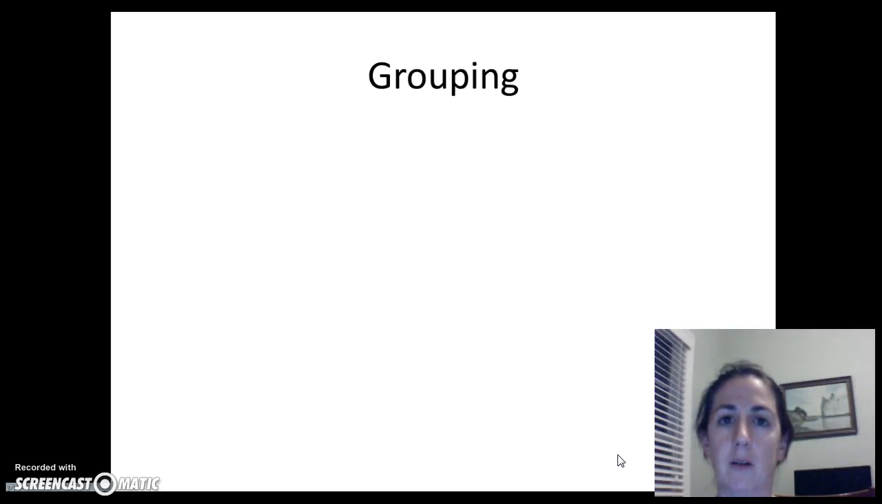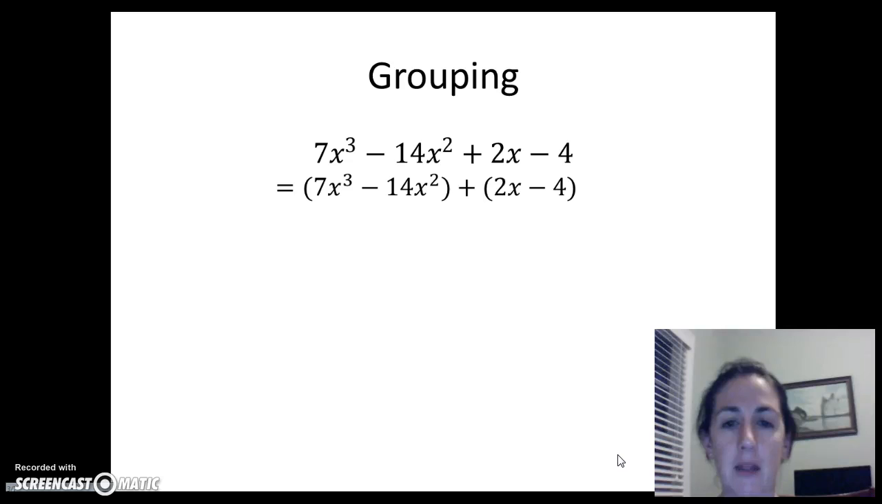The next type of factoring we're going to talk about is grouping. This is when you have 4 terms. So for example, 7x cubed minus 14x squared plus 2x minus 4. With grouping, what you're going to do is group the first 2 terms together and the second 2 terms together with parentheses.